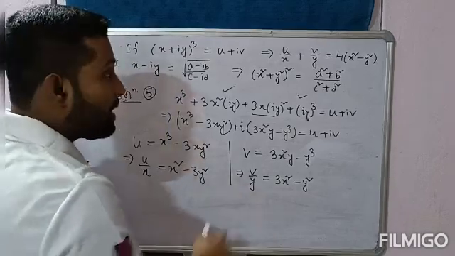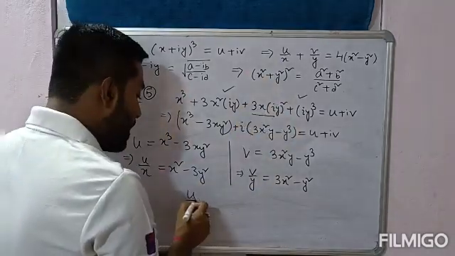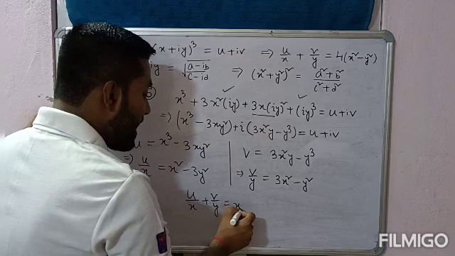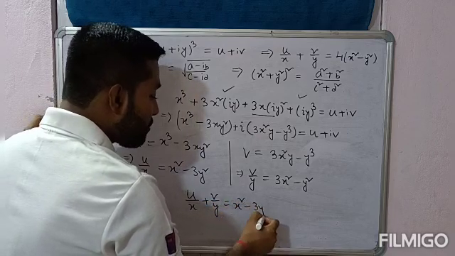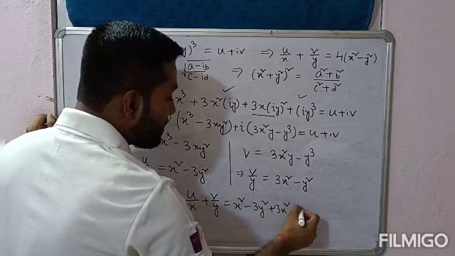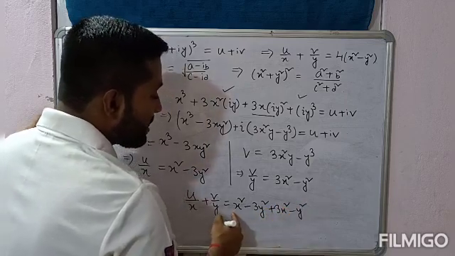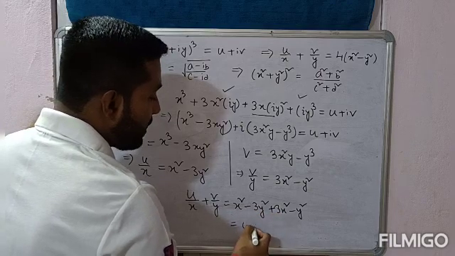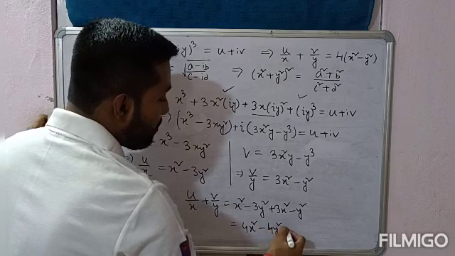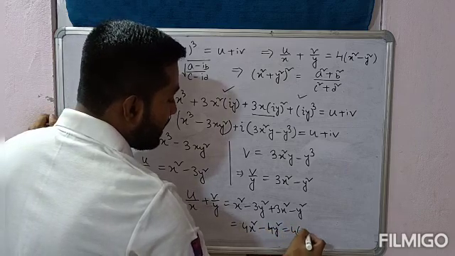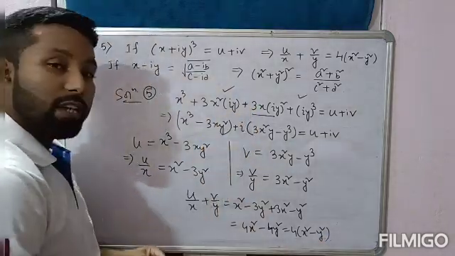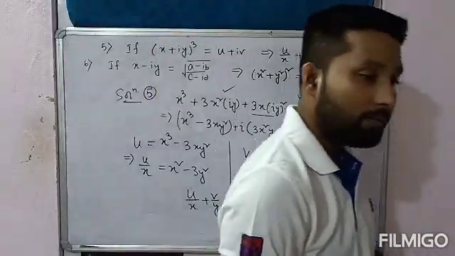Add these two terms, because we need to add. So u/x + v/y = x² − 3y² + 3x² − y². So x² + 3x² is 4x², and −3y² − y² is −4y². Take 4 common, so this will be 4(x² − y²). So hence proved. This is an important question.